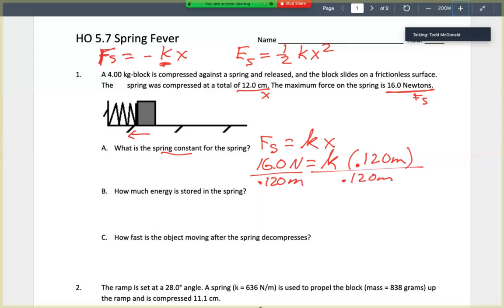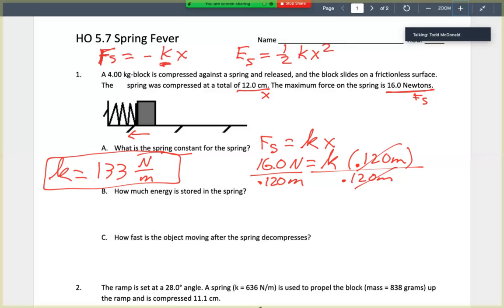To get K by itself, I'm going to divide both sides by this 0.120 meters. That's going to cancel. And then we get a K value of, punch this into a calculator, 16 divided by 0.120. We're going to go 3 sig figs. 133 is what the calculator tells us. And this is newtons over meters. Again, what does that mean? If I want to stretch the spring or compress the spring a full meter, I need 133 newtons of force. That's what the spring constant is.